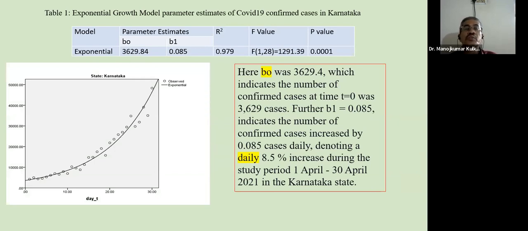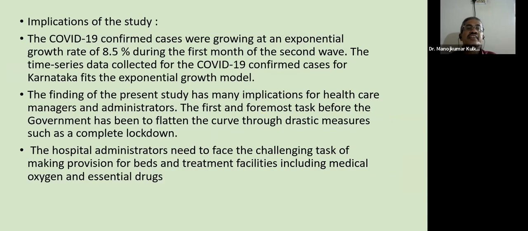Based on this, the implication of this study was that the COVID-19 confirmed cases were growing at an exponential growth rate of 8.5% during the first month of the COVID wave. The time series data collected for COVID-19 confirmed cases for Karnataka fits the exponential growth model. Though there are various statistical models, this proved that the cases are increasing according to the exponential growth model. The findings of the present study have implications for healthcare managers and policymakers. The first and foremost task before the government was to flatten the curve through drastic measures such as complete lockdown. This was required at that time.